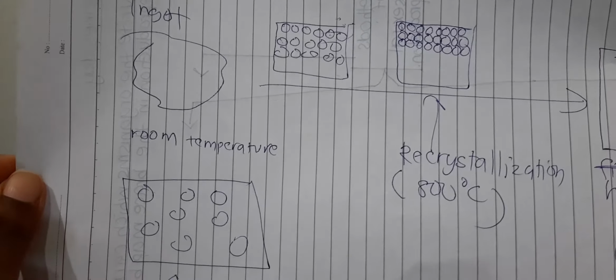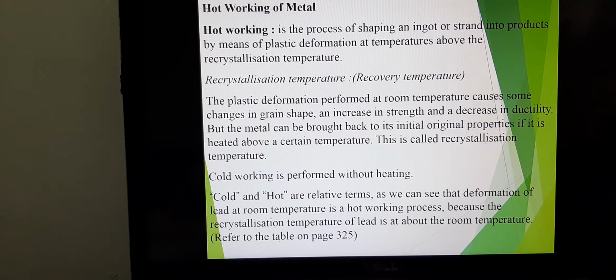So if I have an undefined shape ingot, in room temperature, can you shape an undefined shape ingot into a specific cube or a specific shape? Is it possible without using tools, without using any equipment? Is it possible? Definitely not. So how does cold working occur? Okay, we'll talk about that in the next chapter. So just a quick comparison between hot working and cold working.